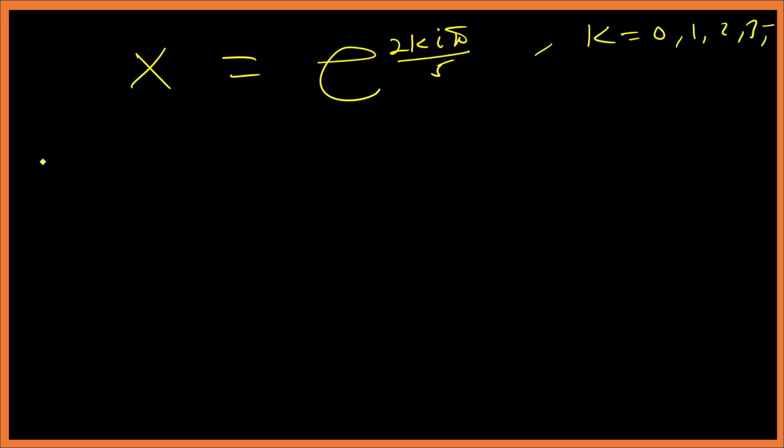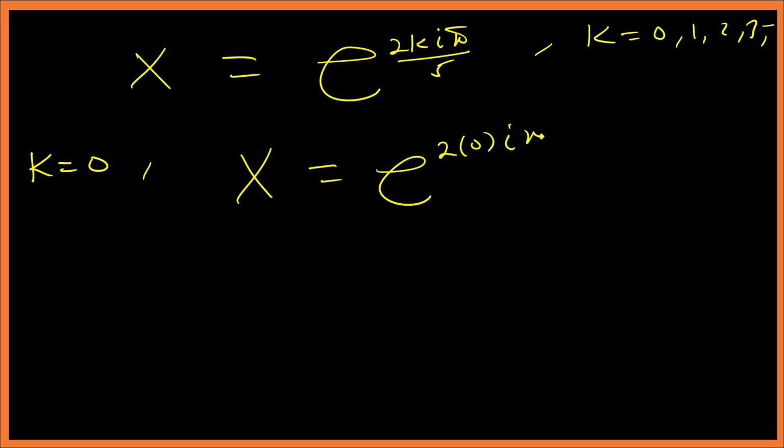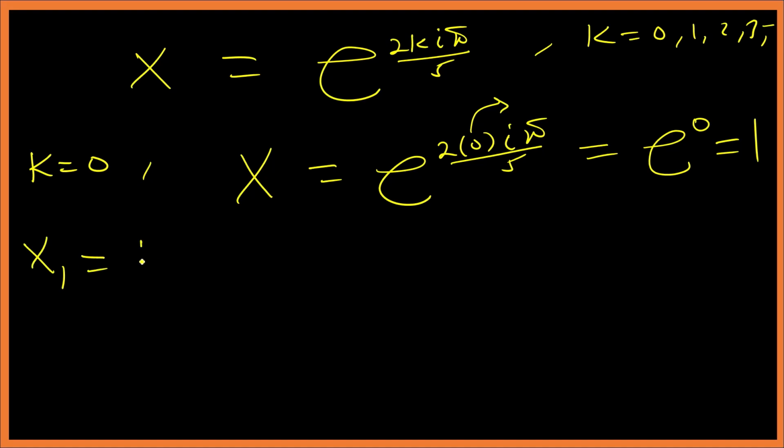So when k equals 0, let's see what happens. We have x equals e to the 2 times 0 i pi on 5. So 0 multiplying this one will make everything go to 0. Therefore 0 over 5 will be 0. That will make this side e to the 0, which is 1. So it means x1 is 1.